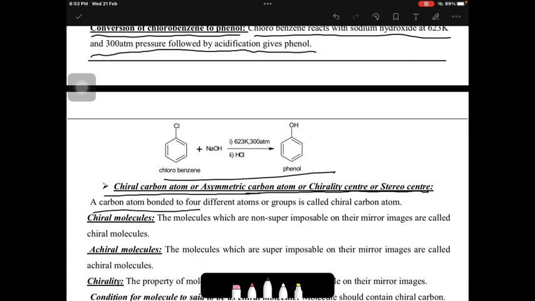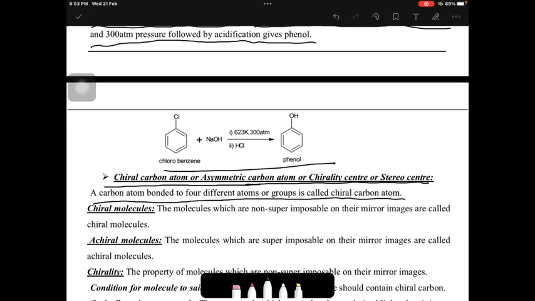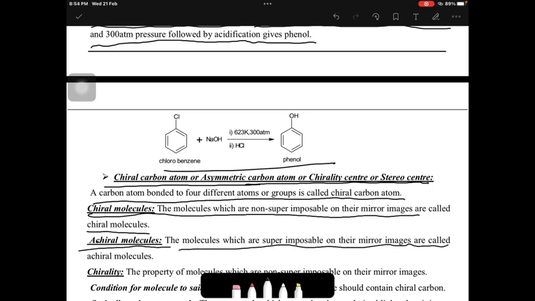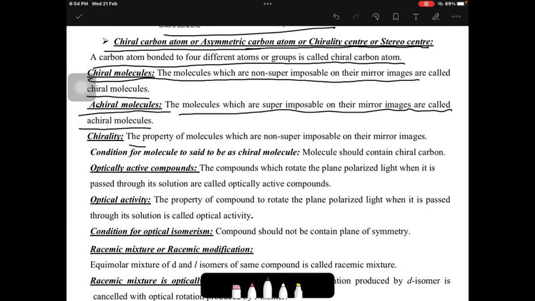Chiral carbon atom, also called asymmetric carbon atom, chirality center or stereo center: a carbon atom bonded to 4 different atoms or groups is called a chiral carbon atom. Chiral molecules are molecules that are non-superimposable on their mirror images. Achiral molecules are molecules that are superimposable on their mirror images. Chirality is the property of molecules which are non-superimposable on their mirror image. The condition for a molecule to be chiral is that it should contain a chiral carbon.